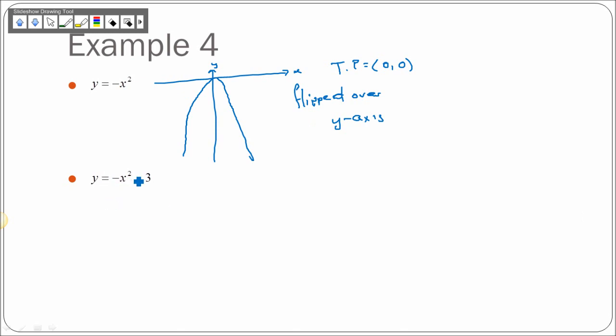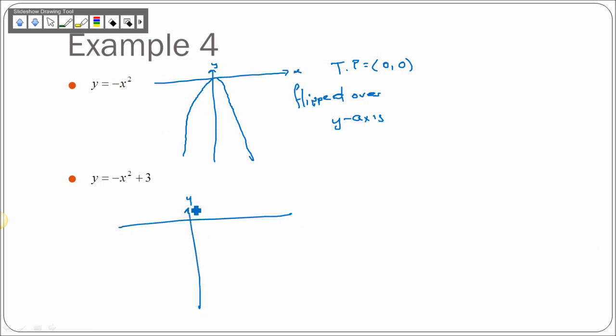y equals minus x squared plus 3. Ooh, this is a hard one because we've got a combination. We've got a minus and we've got plus 3. Let's see what that does. Well, first of all, we know from the previous one that when we put a minus, it's going to flip it over.